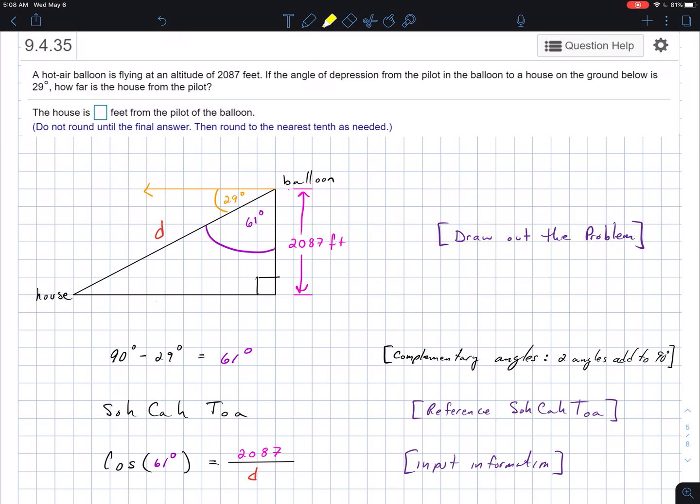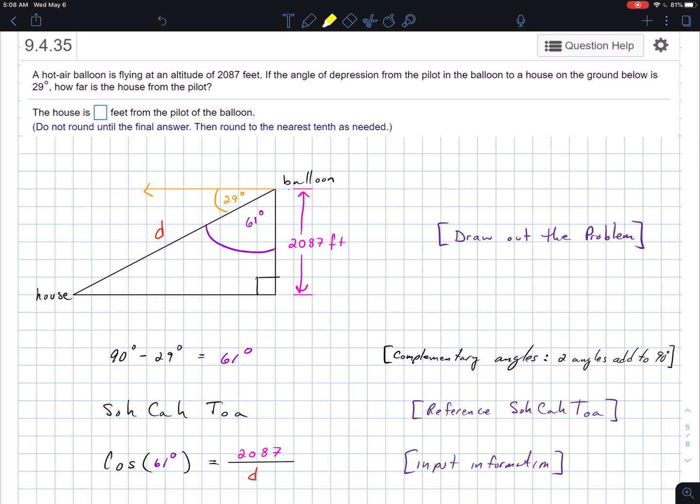Now, how did I draw it out? Well, I knew I had a right triangle, right? Perfect. So I drew a regular right triangle. That's it. Okay? Regular right triangle. If you want to change your orientation, go right ahead. Whatever works best for you. But in this case, it makes a lot of sense because the house is on ground level, perfectly flat on the ground. We're saying that the ground is completely flat. We know that the balloon's altitude or height is 2,087 feet. And we know the angle of depression.